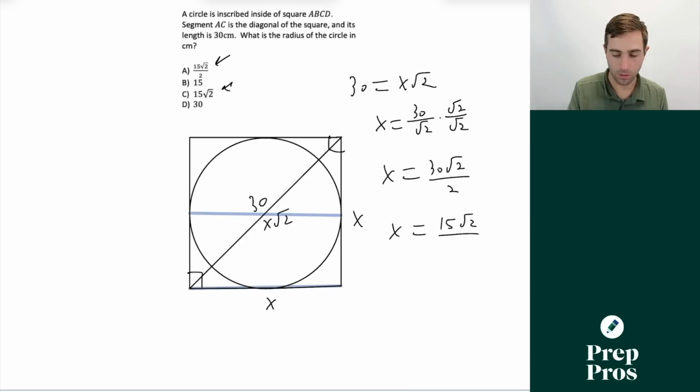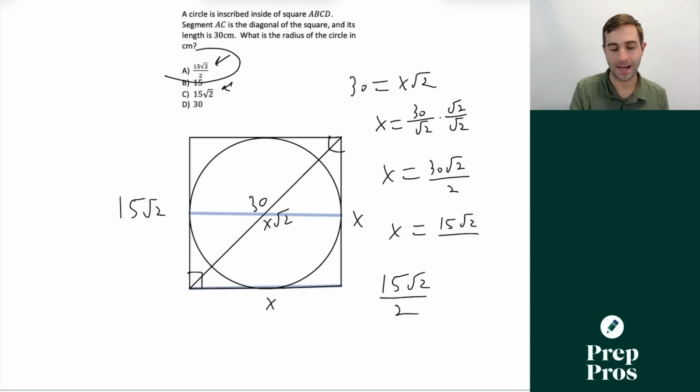or x is equal to 15 root 2. And so now from here, we know that the entire side length, or the diameter, is equal to 15 root 2. So therefore, we know the diameter is going to be 2 times as big as the radius. So if we want to know what the radius is, we simply need to take our 15 root 2 and divide it by 2, and that's how we can find that A is our correct answer.